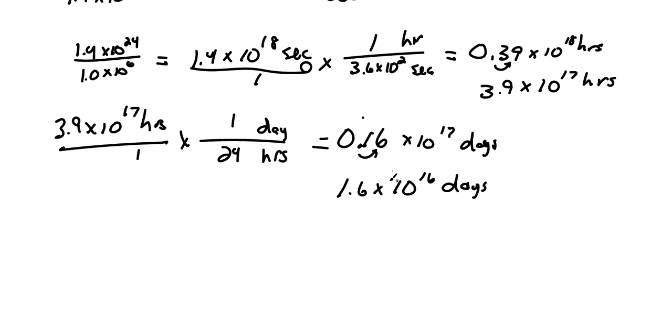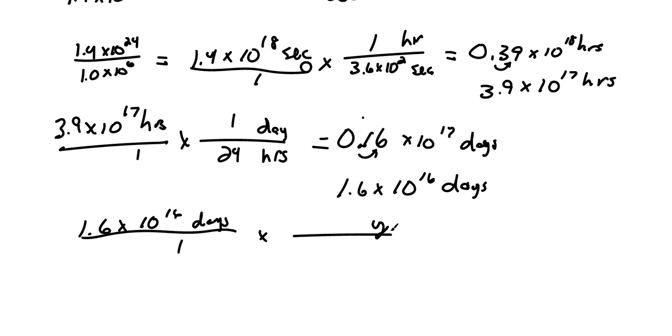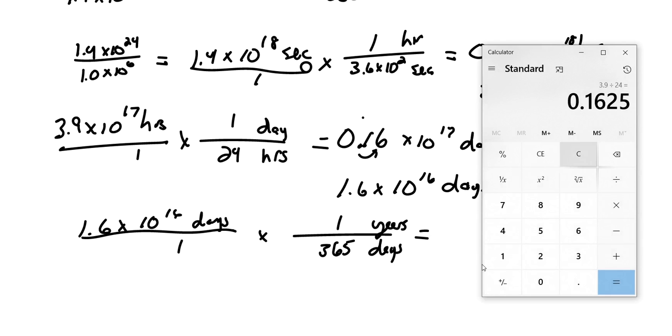Now that still is a big number, so let's convert it to years. 1.6 times 10 to the 16th days over 1 times, we know that, let's go to years, days. We know that 1 year is 365 days. So if we take our 1.6 here, let's clear that. We're kind of going with significant figures. We're not as accurate, but the significant figures we'll work through.